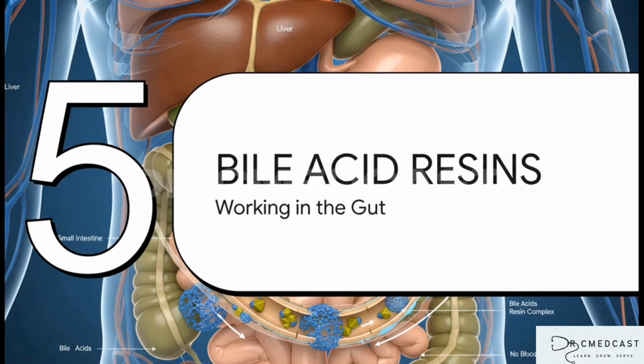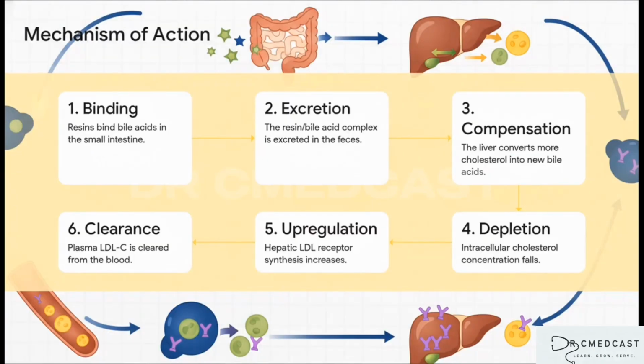And for our last class, we've got something really different. Let's talk about the bile acid-binding resins, a group of drugs that do all their work without ever even getting absorbed into the body. The way these work is actually kind of wild. It's totally indirect. So a resin like cholestyramine just hangs out in your gut. It grabs onto bile acids and holds on tight. This new, big complex can't be absorbed, so it just gets passed out of the body.